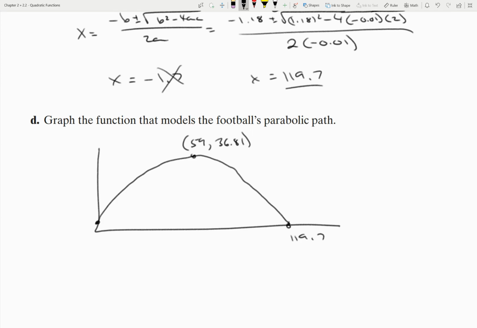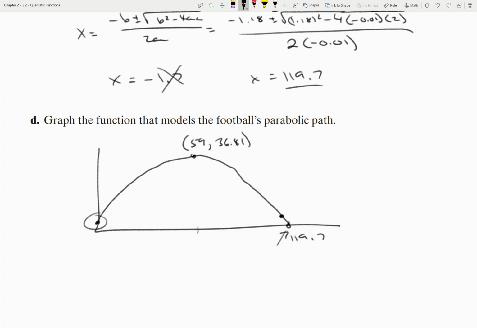And then this point is going to be 119.7. So also notice that 59 plus 59 is 118. So this point is not, right, the vertex isn't halfway in between. And that happens, it's still symmetric, but that happens because we didn't start at 0, right? So if we took a point right here, then that would be 118, right?